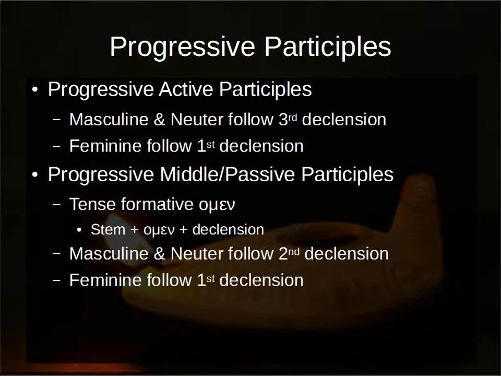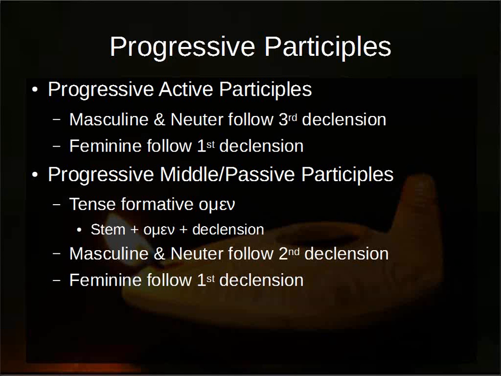And then for the feminine, it will always follow the first declension. This is the beautiful thing about feminine, okay? That's why I praise feminine, right? Is because feminine makes everything so easy. We just revert back to the first declension. So thank you, feminine. Okay, so one more time for the progressive middle passive, the masculine and neuter follow the second, feminine follow first. All right? So that's how it behaves. That's how it behaves. Okay?